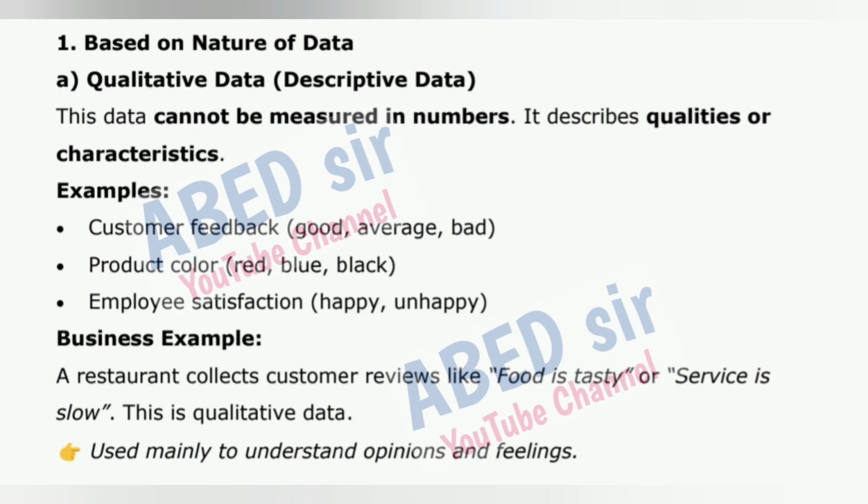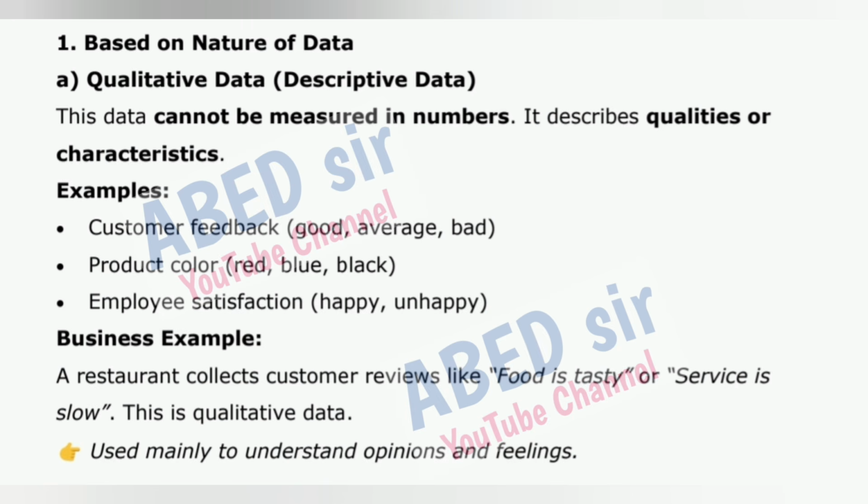1. Based on nature of data. A. Qualitative data, descriptive data. This data cannot be measured in numbers. It describes qualities or characteristics. Examples: customer feedback, good, average, bad. Product color, red, blue, black. Employee satisfaction, happy, unhappy. Business example: a restaurant collects customer reviews like food is tasty or service is slow.